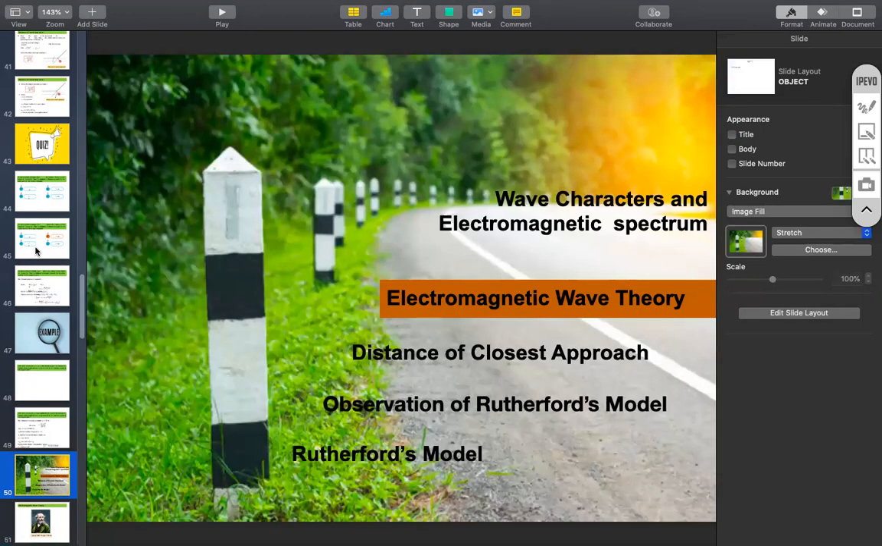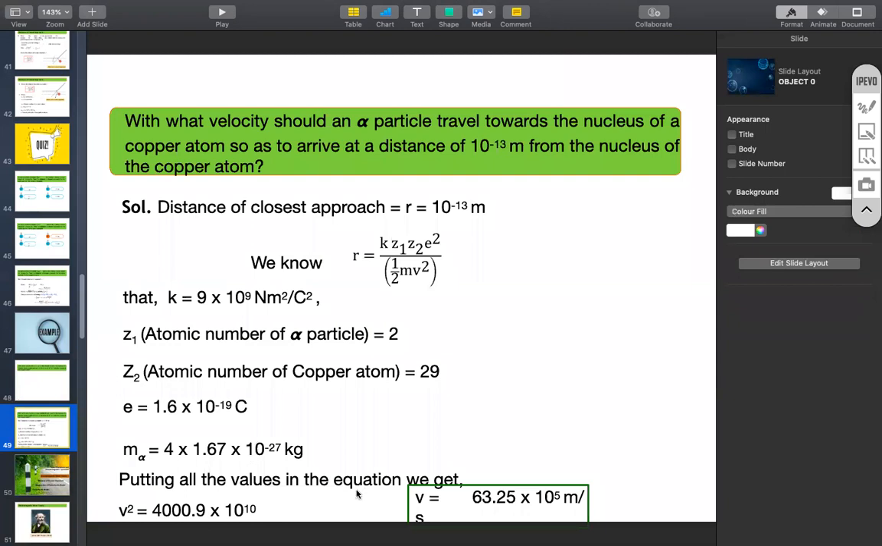Could you please tell me the final answer? I'll just make a note of it and work it out later. 63.25 into 10 power 5 meter per second. Thank you, sir. What is the speed of light? Any idea?